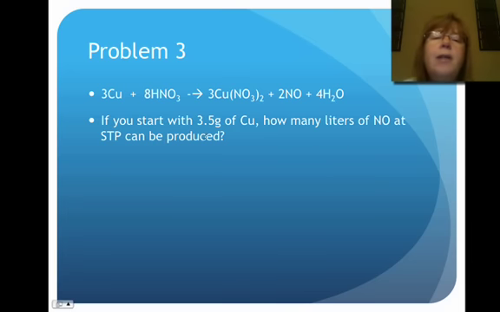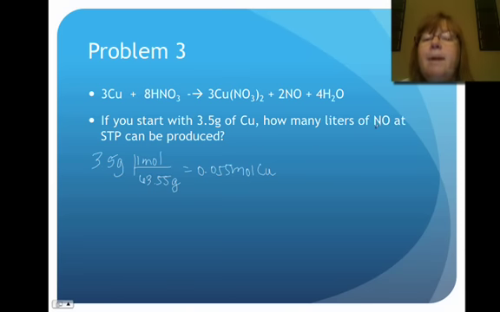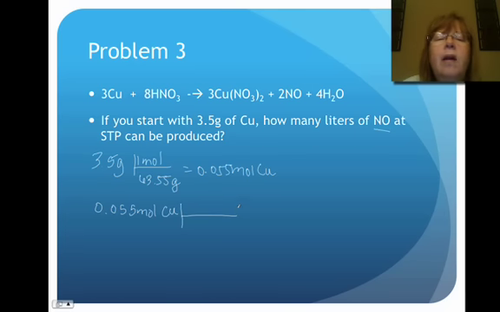Again, same balanced equation, starting with the same amount of copper. And so 3.5 grams of copper, when we divide by its molar mass, will give us the moles of copper. And it's 0.055 moles of copper. Okay, now they're asking us about nitrogen monoxide. We've got moles of copper, we need to go to moles of nitrogen monoxide. And nitrogen monoxide is a gas. So let's go ahead and do our ratio.